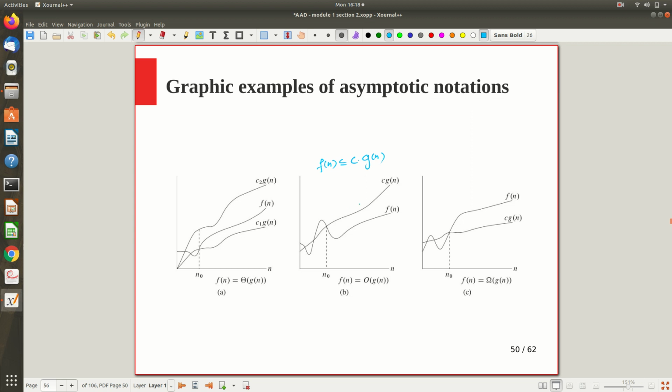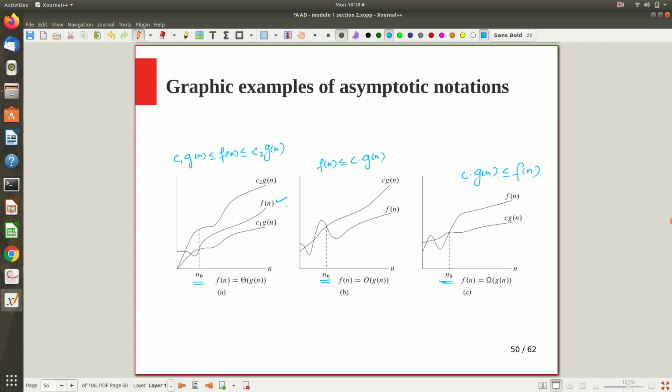So that is why c into g of n is growing like this, and this is going to happen after some n0. Similarly here, the growth of c into g of n should be smaller, that is our requirement: some c into g of n should be less than or equal to f of n, again after some n0. For the tight bound, some constant c1 into g of n should be less than or equal to f of n, which is again less than or equal to some constant c2 into g of n. This f of n is sitting as a sandwich between these two.